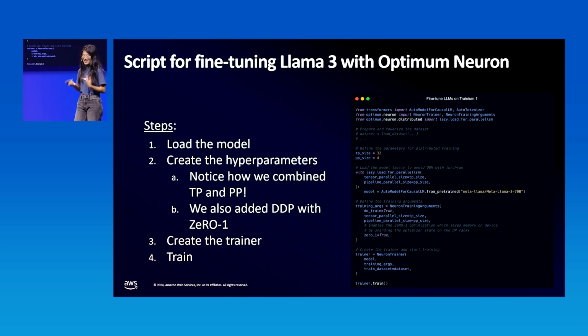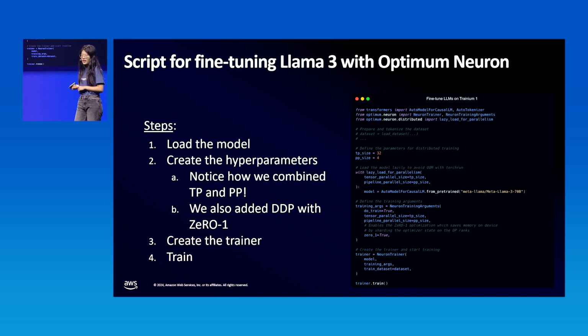Now let's go back to the training script. We have talked about two types of parallelism. To enable all of this and launch our training, first of all, we need to load the model. Here, something different is that we use a context manager called lazy load for parallelism. We need to set up those two arguments that we talked about to load the model lazily so that we can avoid running out of memory.